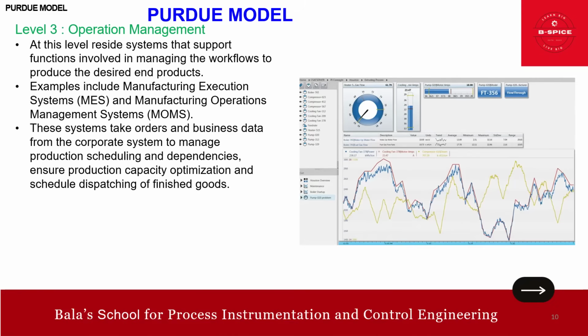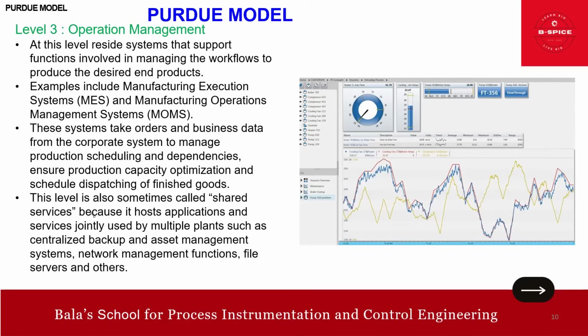You got it, friends? Yes. So it's more into operation. This level is also sometimes called shared services, because it has applications and services jointly used by multiple plants, such as centralized backup and asset management system, network management functions, file servers, and others. So this is about the level 3 operation management.